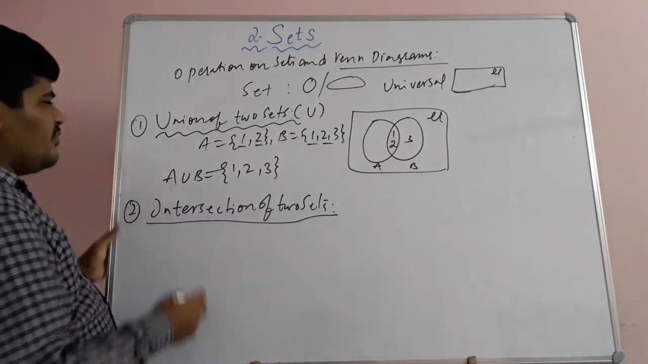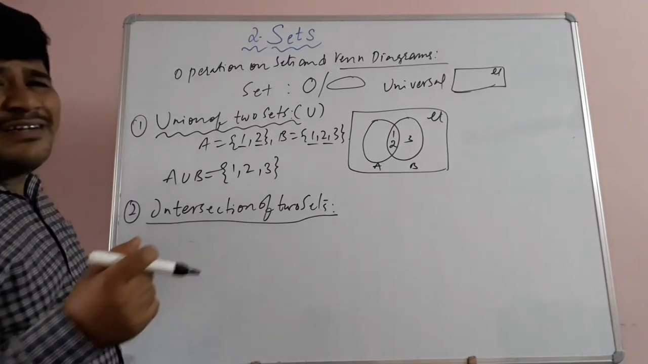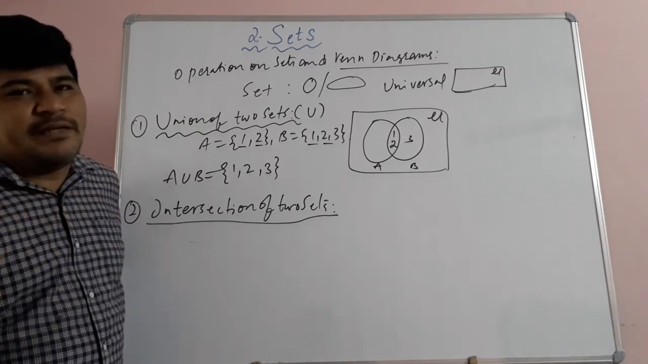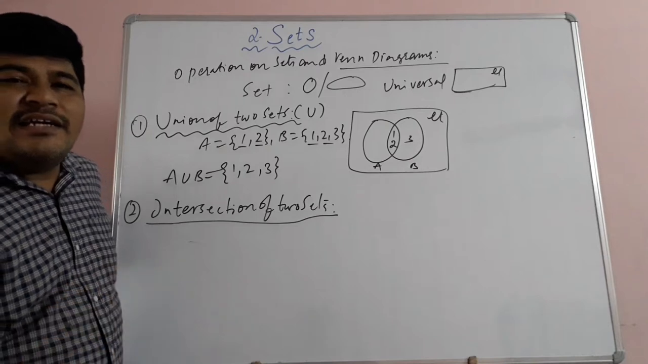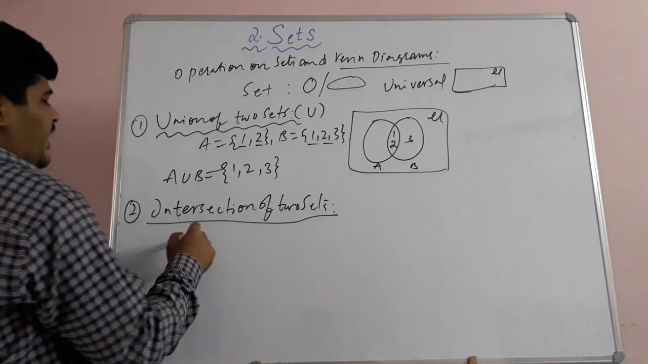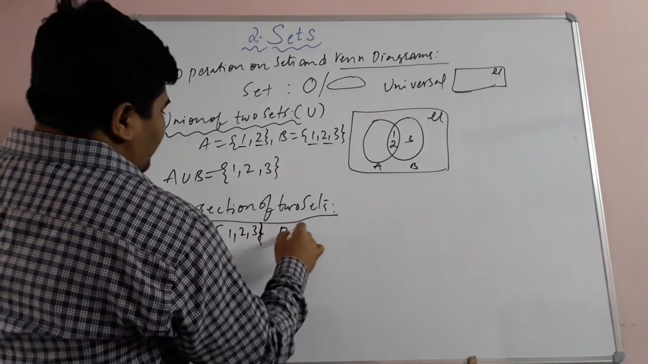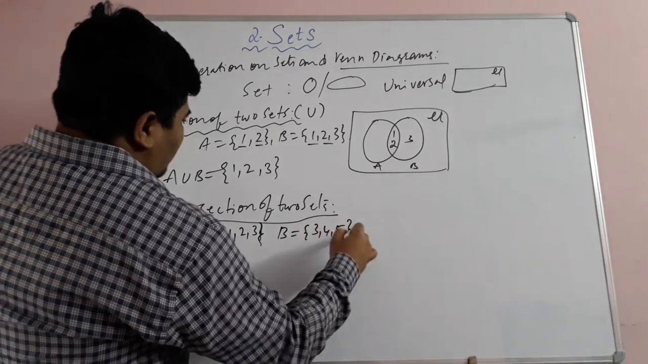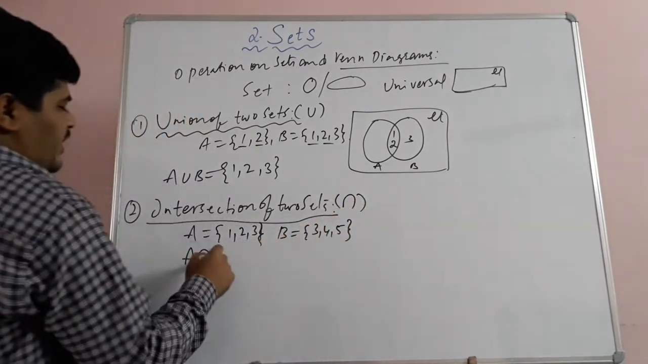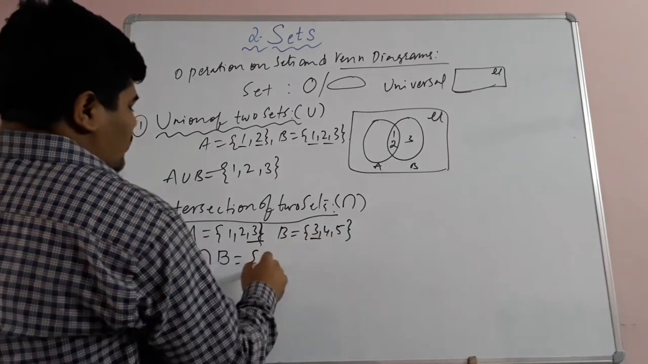Next, intersection of two sets. Intersection of two sets is the set of the elements which are common to both A and B. If you take two sets A and B, intersection means we will take the common elements. Suppose A is equal to 1 2 3 and B is equal to 3 comma 4 comma 5. Intersection is represented with this reverse U symbol. So A intersection B is equal to, what are the common elements in these two sets? Only 3. So we will write only 3 here.